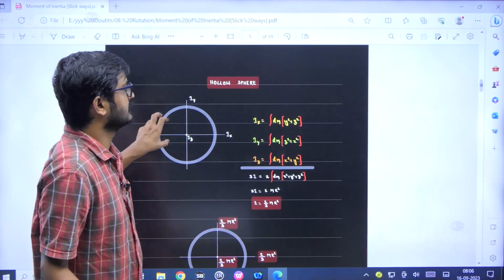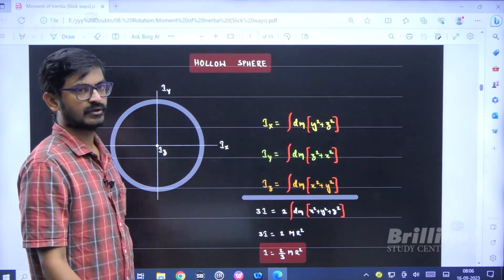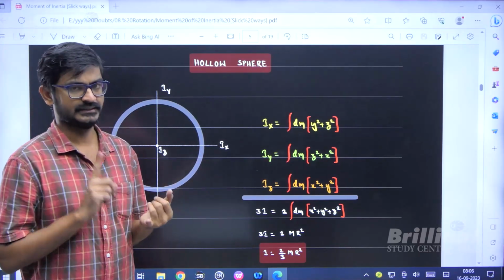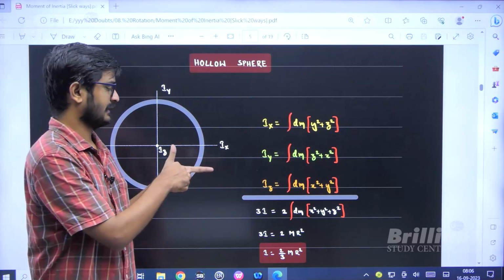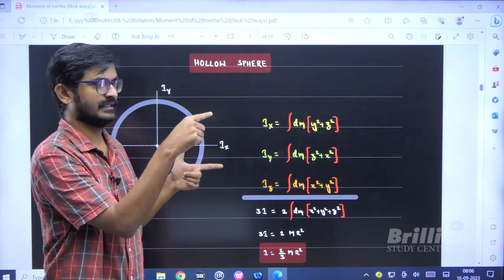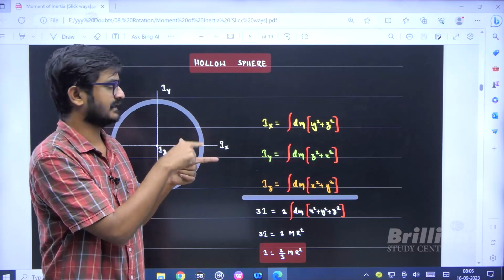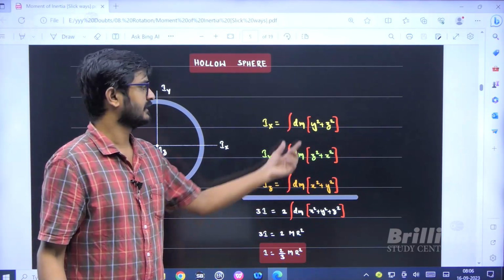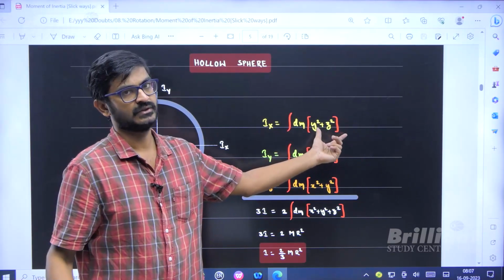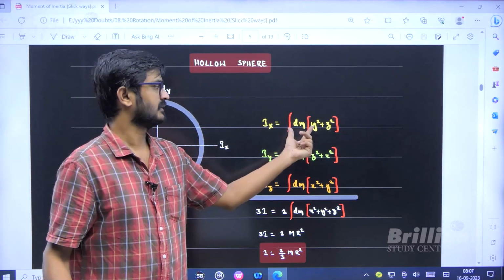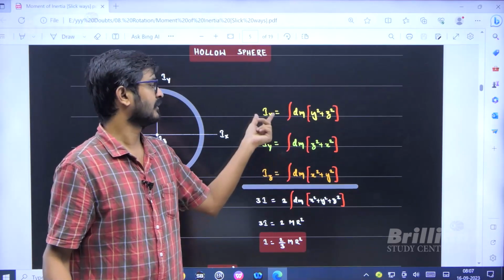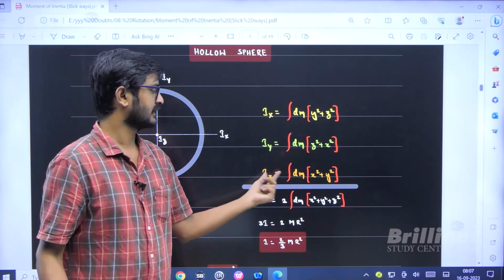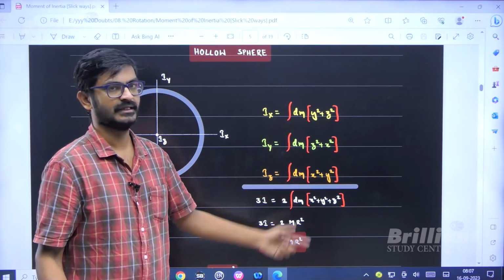Now hollow sphere. I didn't draw the figure properly, but you can guess: a point mass whose coordinates are x comma y comma z, that is x, y, z. If you want to find the distance from the x axis, it will turn out to be root of y square plus z square. So the moment of inertia will turn out to be dm into root of y square plus z square whole square, which will be dm into y square plus z square. Similarly, the moment of inertia about the z axis for that particle will turn out to be this thing. That thing you can manage.